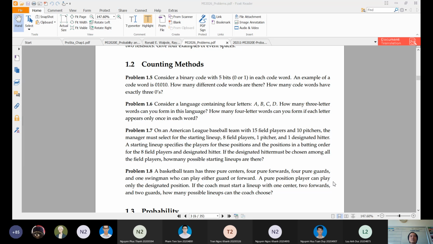If you have finished, raise your hand and give your answer. Who can solve the first problem? There are 32 different code words. Yeah, Lê Anh Đức, can you explain, can you clarify your answer?